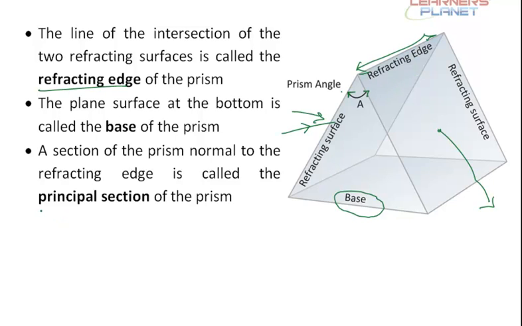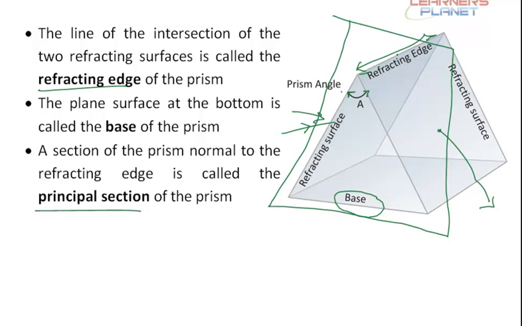Okay, now one more important term used is principal section. It is that plane which is passing through the prism and is normal to the refracting edge. That means, let us say we take a surface like this. So this surface which passes through any section, let's say this is one section, this section is perpendicular to the refracting edge. This is known as principal section.